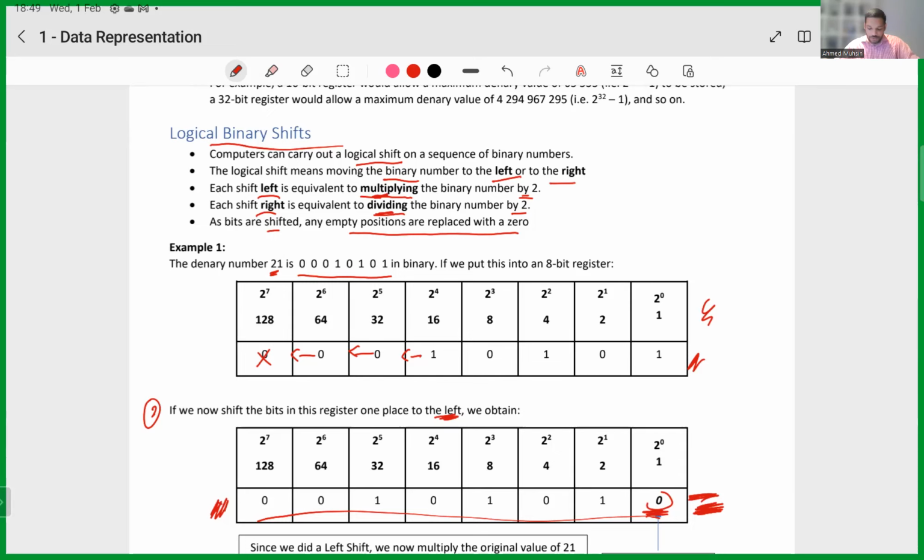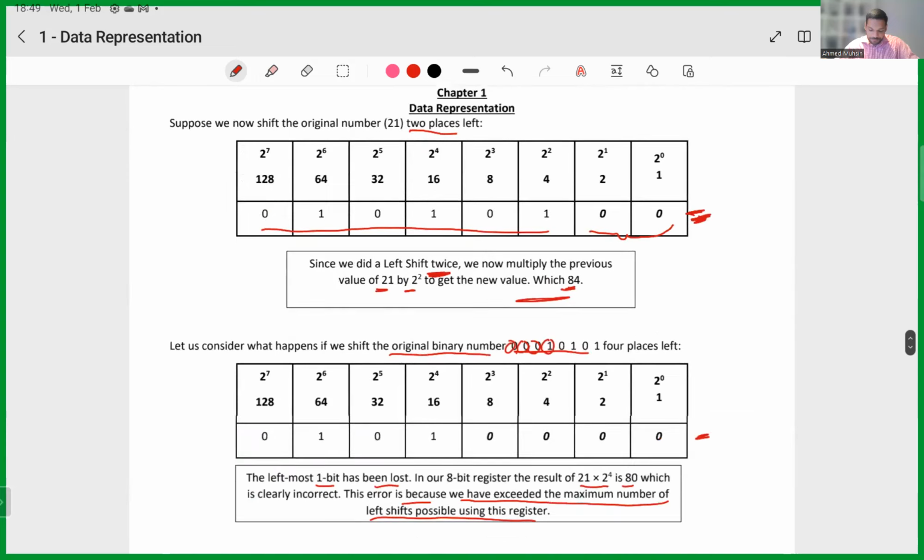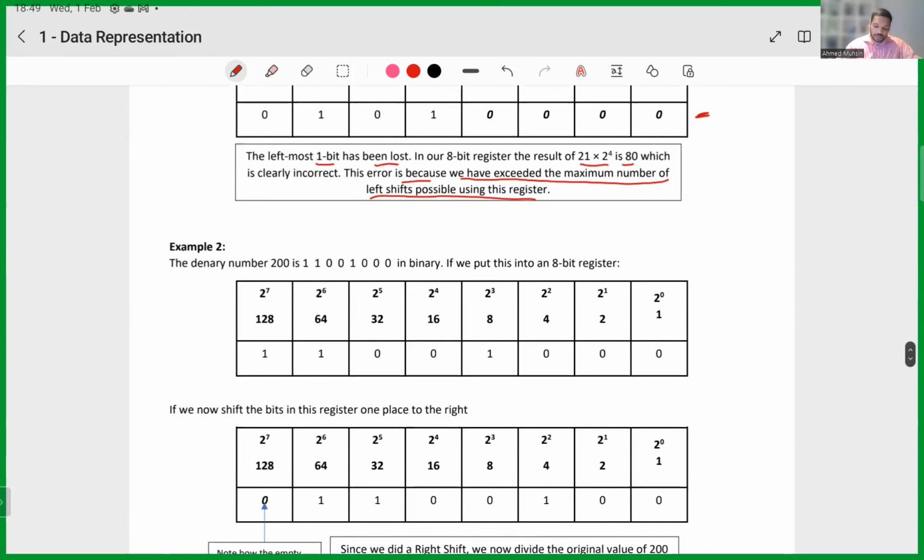Okay, so if you come down, now we are taking an example of 200. This is how 200 is written in binary: 1100 1000. We have put this value into an 8-bit register.